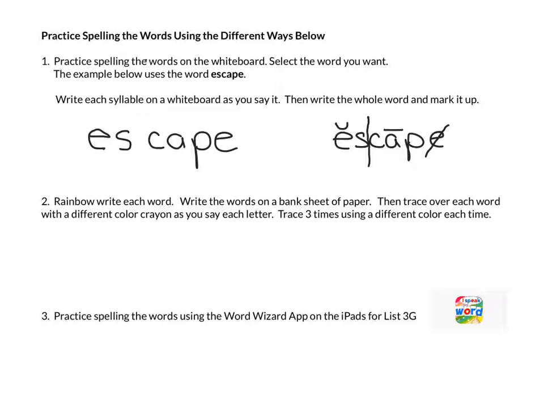Number 2, rainbow write each word. Write the words on a blank sheet of paper, then trace over each word with a different color crayon as you say each letter. Trace 3 times using a different color each time.